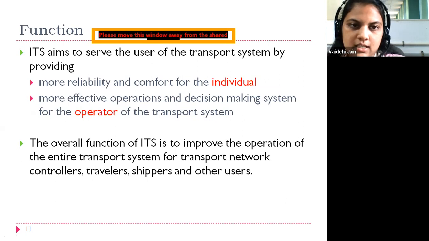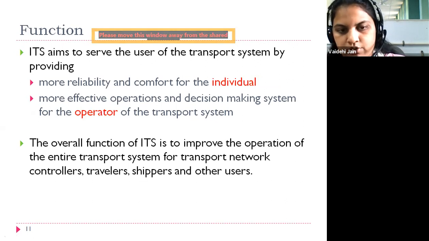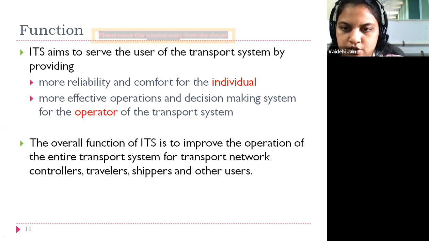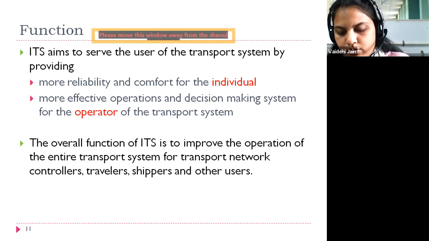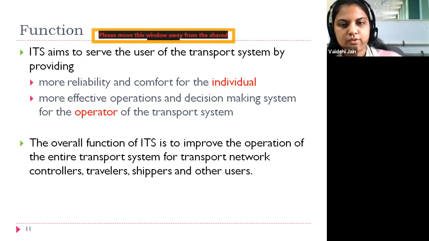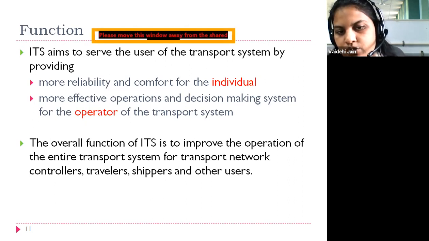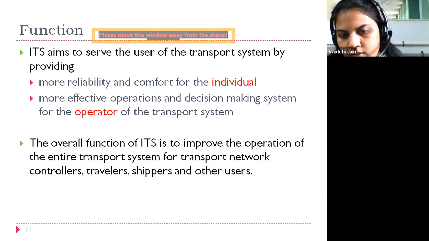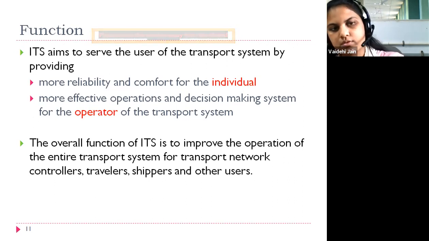What are the aims of ITS? More reliability and comfort for the individual, and a more effective operation and decision making system for the operator. Obviously, as individuals, we want reliability and comfort on the road. So this is the aim of ITS. And transportation system operators want effective operations and a decision making system. The overall function of ITS is to improve the operation of the entire system for the transport network controllers, travelers, and other users.